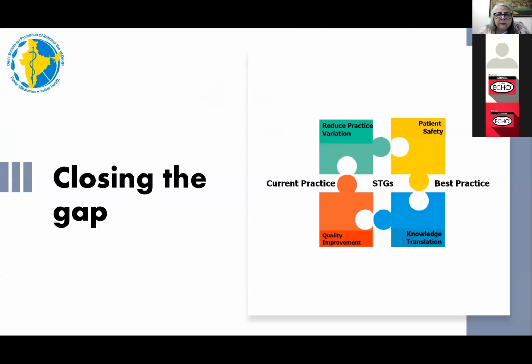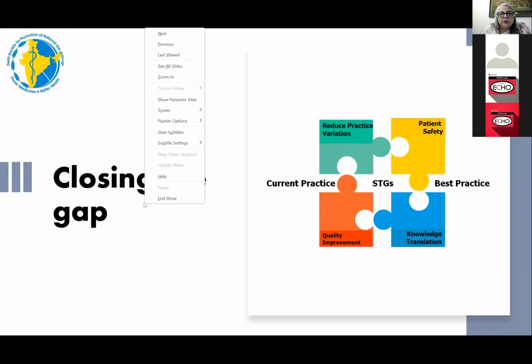I think we can close these gaps with the STG. You can reduce variation, you can improve safety, quality improvement, and it would be easier for you to get this. I think I'll end this here. We have Dr. Anupam Prakash here.